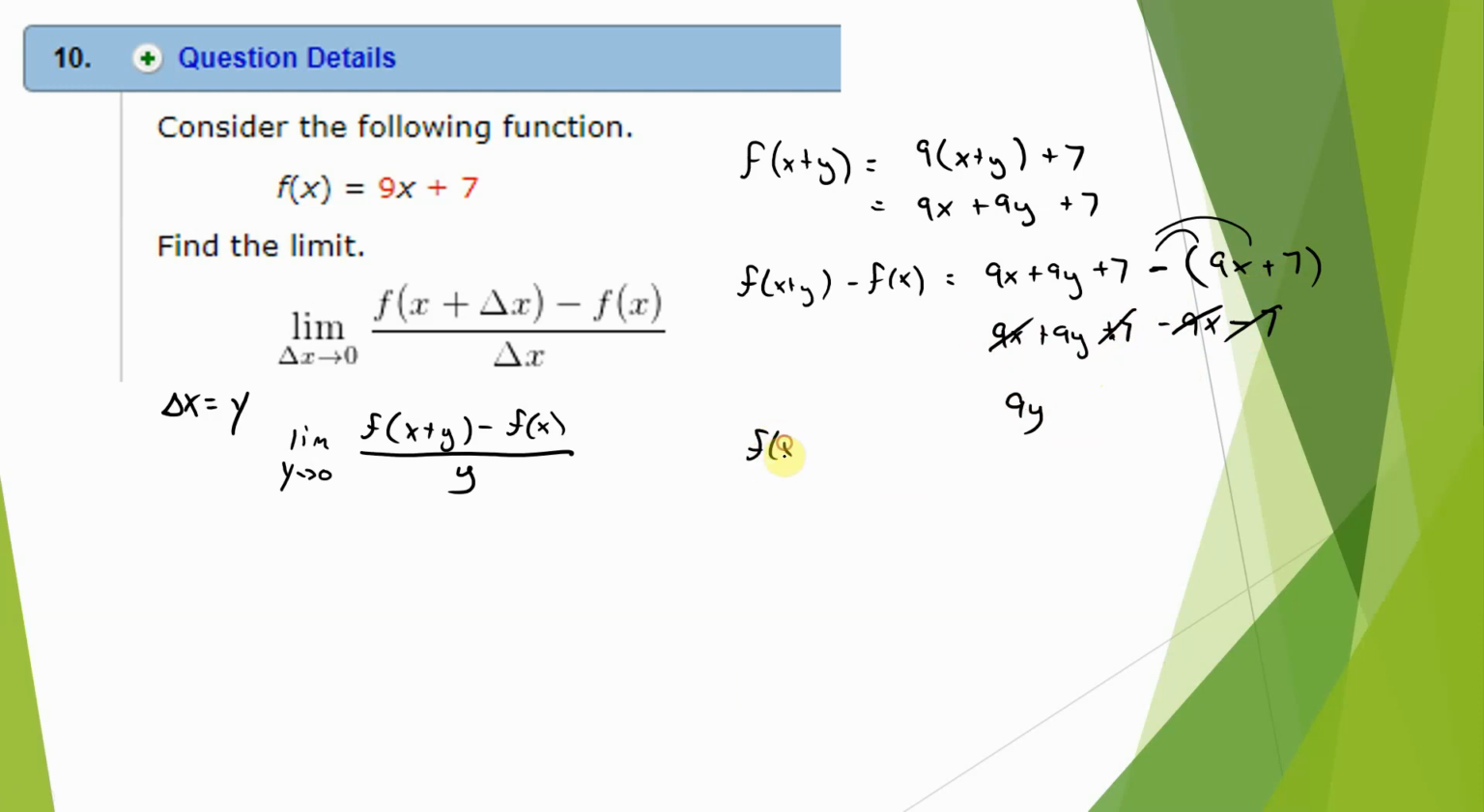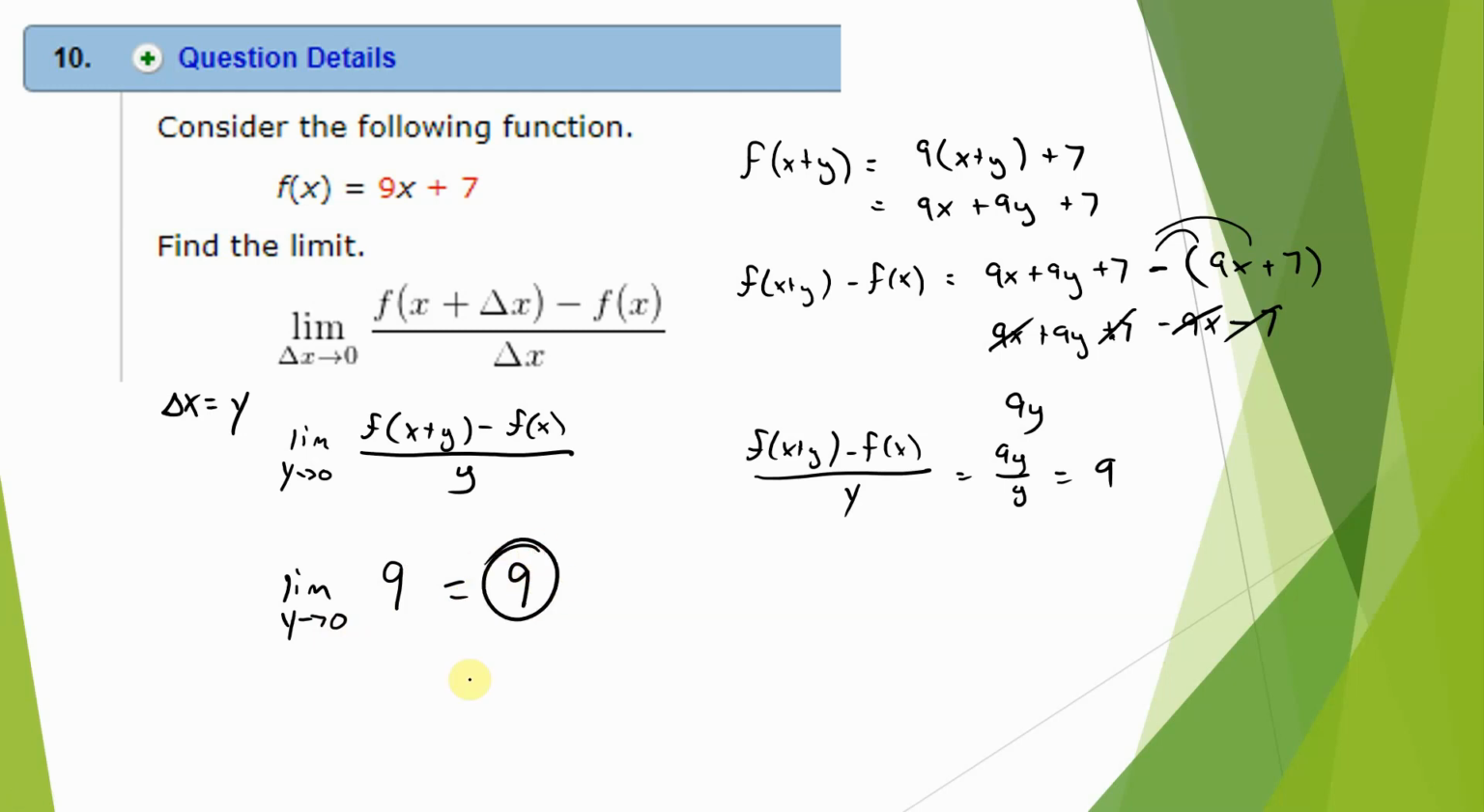So then f of x plus y minus f of x over y is equal to 9y over y, which is equal to 9. So this means that the limit as y approaches 0 of 9, well remember, anytime we take the limit as y approaches something or as x approaches something, if it's of a constant, then the answer is just the constant. Right? There's nothing to plug that value into.